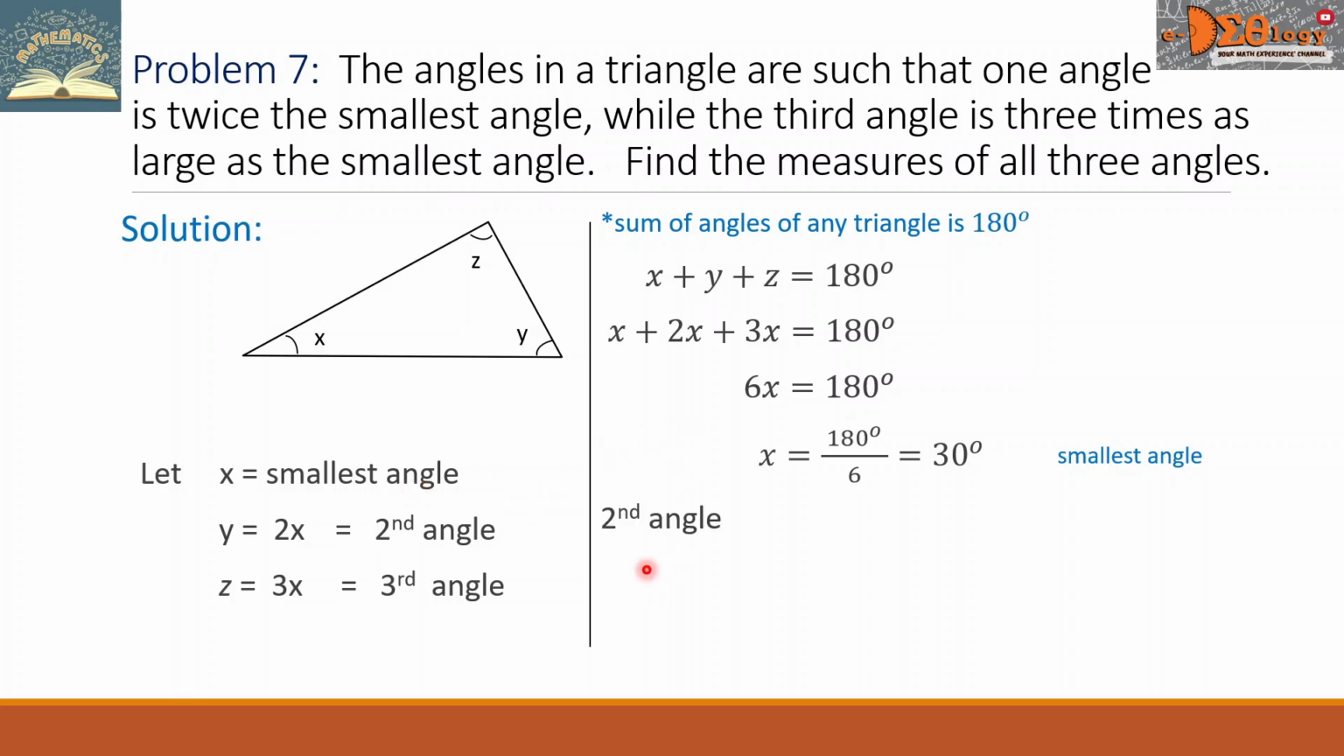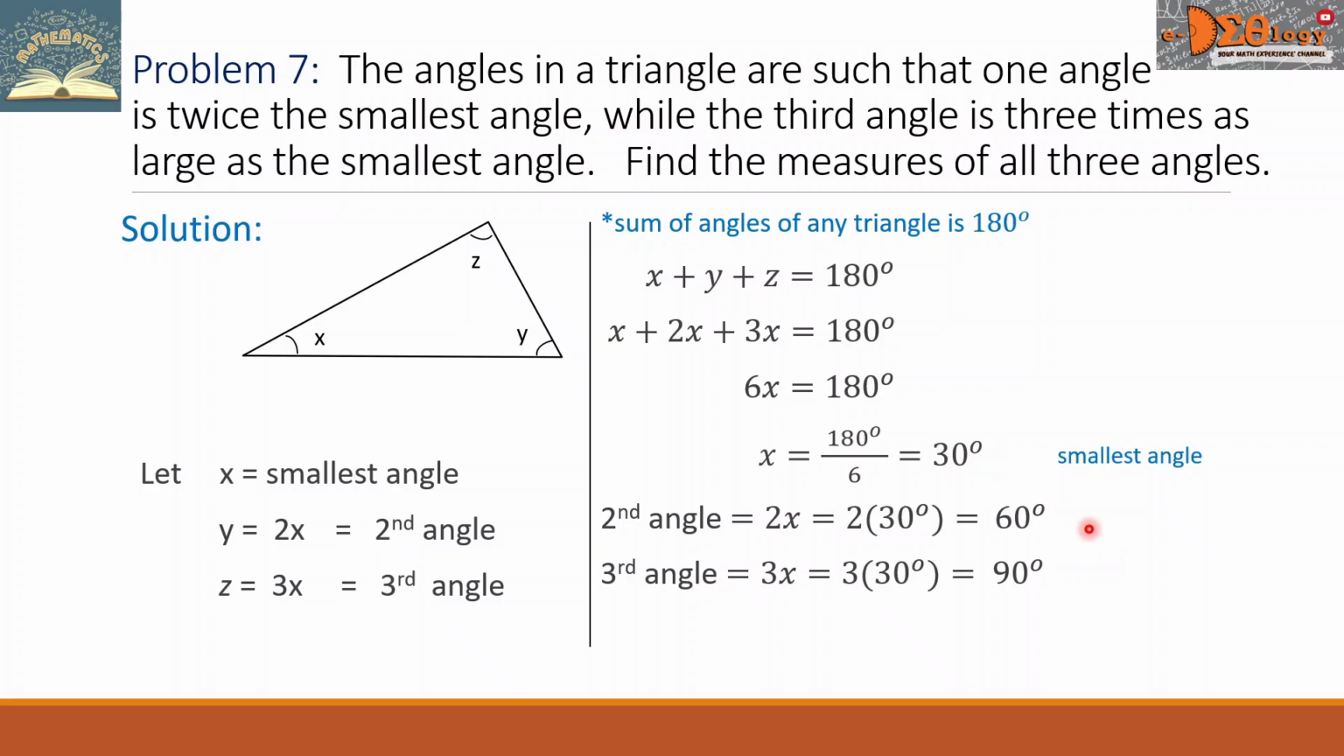Now the second angle. Our value here is y, and we have 2x. So we substitute this value of x, 30 degrees, in here. So 2 times 30, we get 60 degrees. This is the second angle. For the third angle, we have a formula 3x. We substitute the value of x, that is 30, in here. 3 times 30 degrees. So we have 90 degrees.